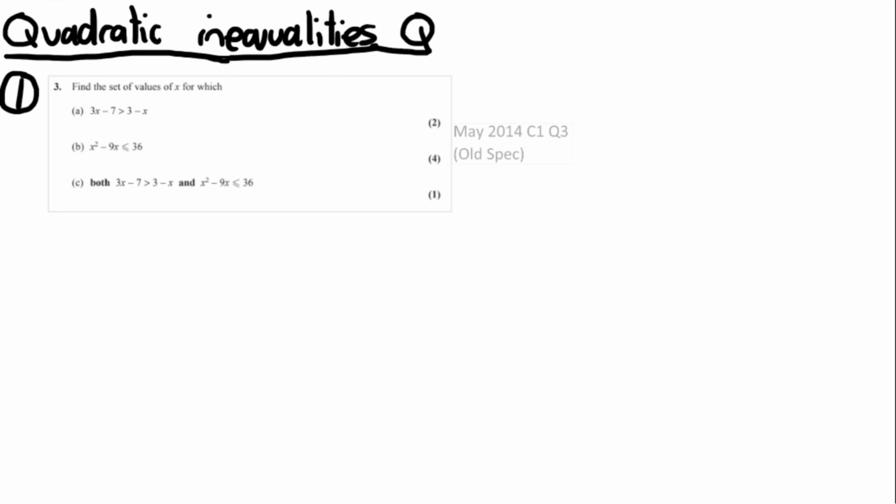Okay, so here's a question on quadratic inequalities, so pause the video, have a go, and I'll go through the answer in about 5 seconds.